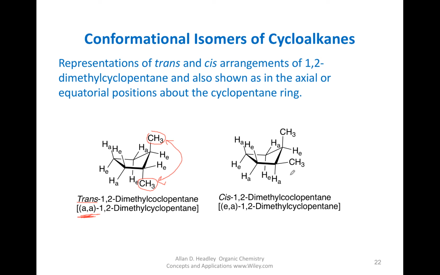So let's look at the other one. Of course this would be the cis, because we have changed one around. Once you've changed one, you get the other isomer. So this would be the cis. And notice here, it's the equatorial-axial 1,2-dimethylcyclopentane. And that would be the cis isomer.